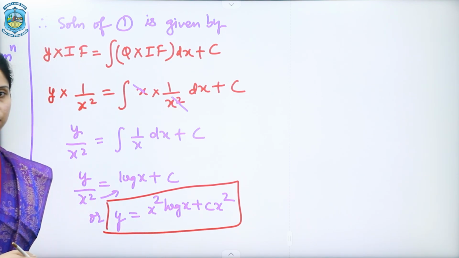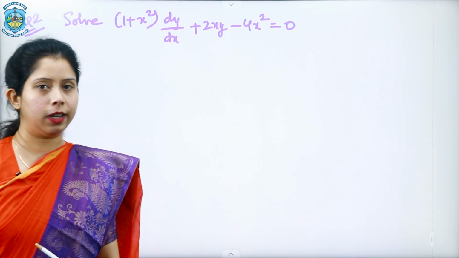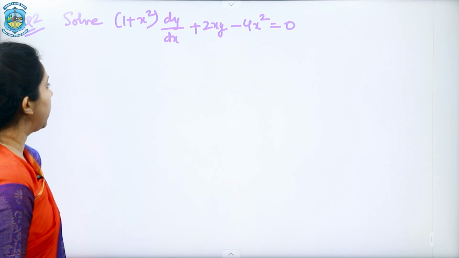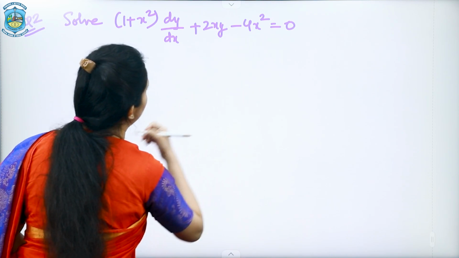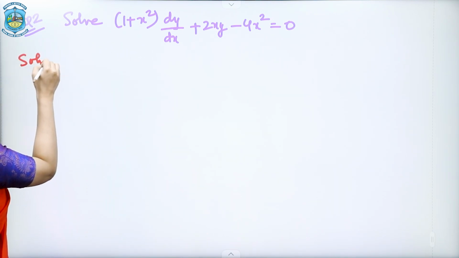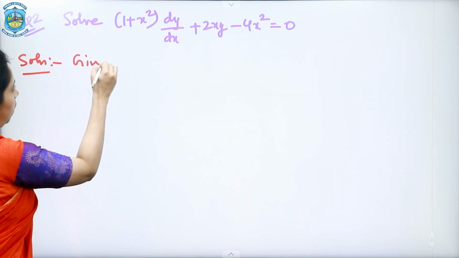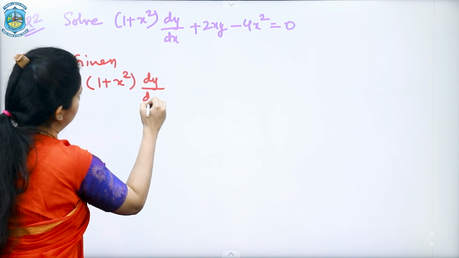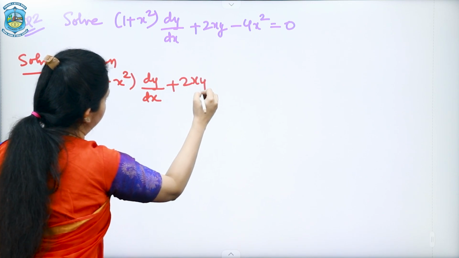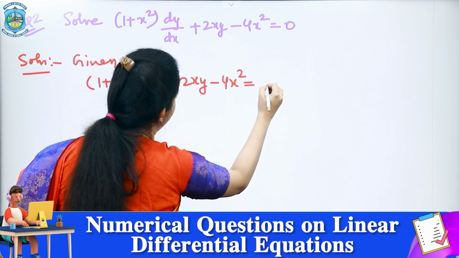So, the next question is, you have to solve 1 plus x square dy by dx plus 2xy minus 4x square is equal to 0. So, this is our given linear differential equation. First, we will write the given differential equation. Then we will compare it with the standard form.